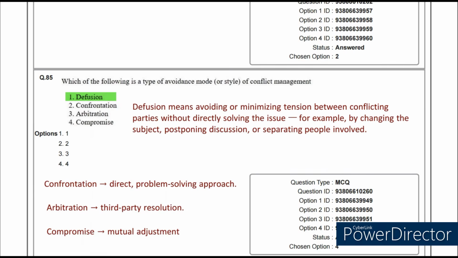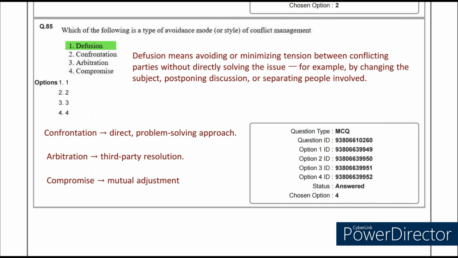And now coming to question number 85, which of the following is the type of conflict management? So that is avoidance mode of conflict management. So the correct answer is diffusion. So what is diffusion? It means avoiding or minimizing tension between conflicting parties without directly solving the issue. A simple example, by changing the subject or postponing the discussion or separating people who are involved in the conflict. So it is an avoidance style of conflict management without directly solving the issue. So option 1 is correct.